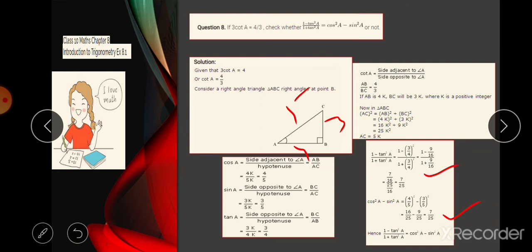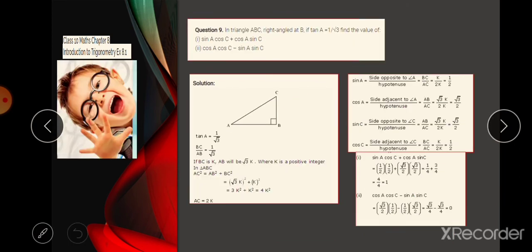Then both are equal. Now if you see the next one, in triangle ABC, right angle at B, tan A equal to 1 by root 3. Tan A means opposite by adjacent. Okay, if you find hypotenuse, you will get 1 square plus root 3 square, 1 plus 3, 4, root over 4 is 2. Hypotenuse will come 2k.